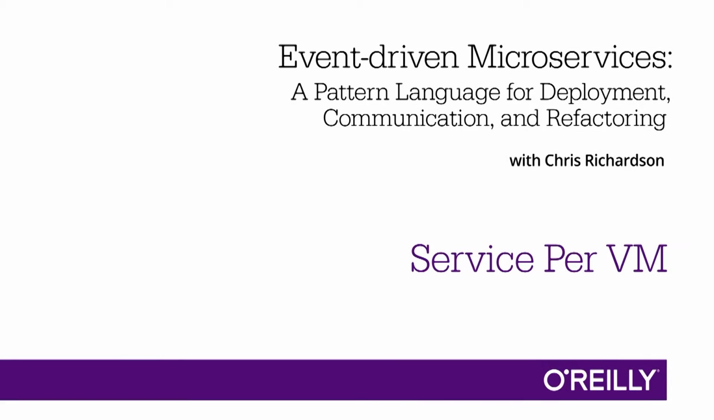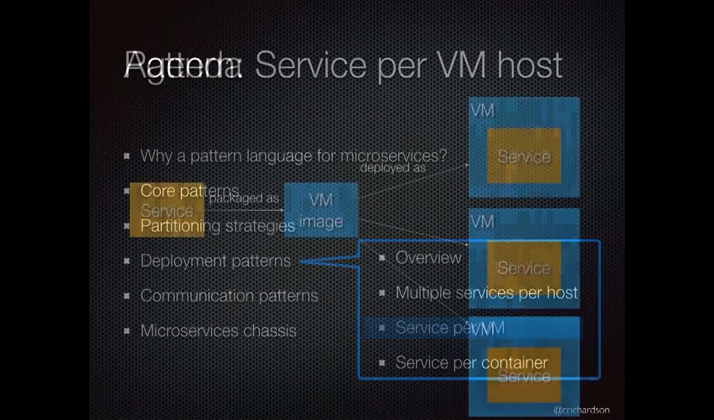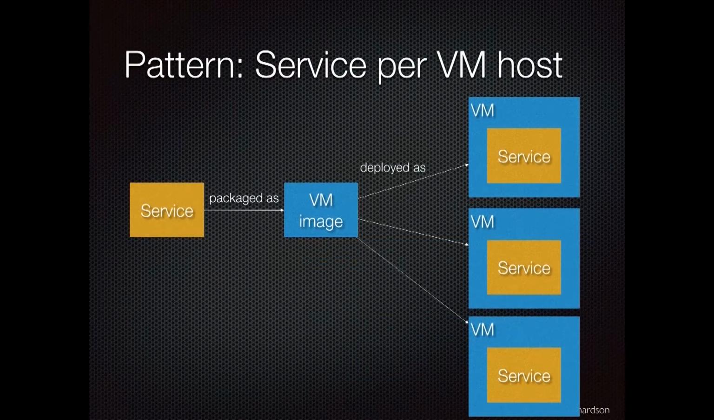In this section, we're going to look at a more modern approach to deploying your microservices, the service per VM pattern. The idea here is that you package each service as a virtual machine image. So if that was EC2, it would be an AMI, for example. And then when you deploy your service, each instance is a running virtual machine, a running EC2 instance. And each service instance resides in its own virtual machine.